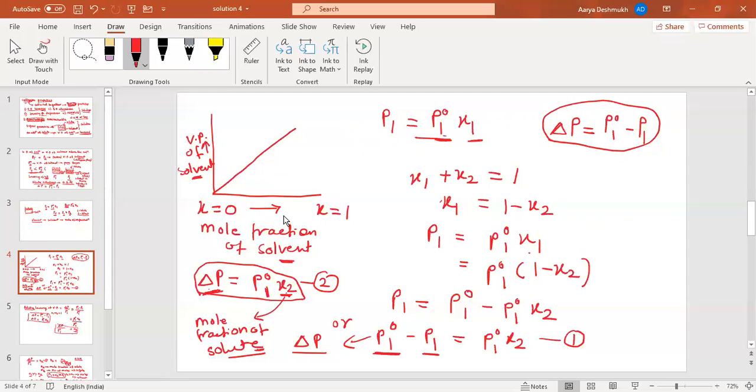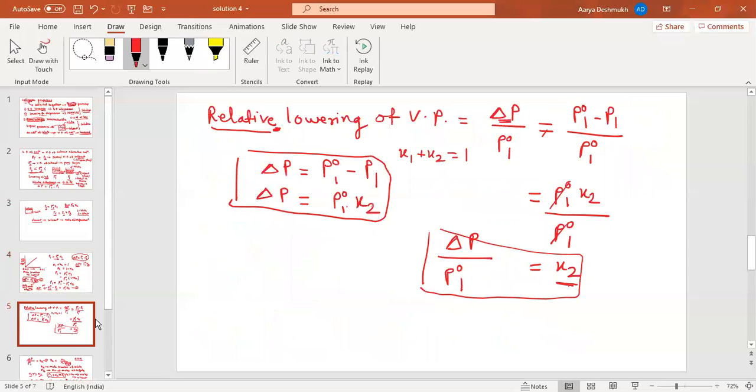So what is this X2 here? This is the mole fraction of solute. Means when I say delta P equals P naught 1 into X2, this lowering of vapor pressure is dependent on the mole fraction of the solute here. So that is why this is called a colligative property.